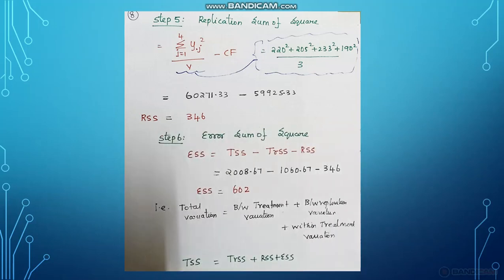And next you want to find the error sum of square. The error sum of square formula is total sum of square minus TRSS minus RSS. Total sum of square minus treatment sum of square minus replication sum of square will give the error sum of square. So the total variation is nothing but between treatment variation plus between replication variation plus within treatment variation. So error sum of square is equal to TSS minus TRSS minus RSS.